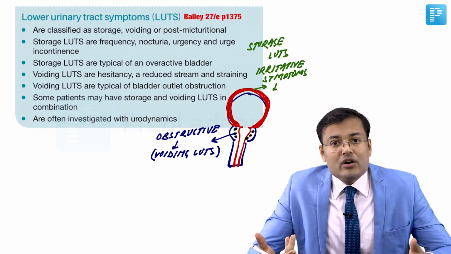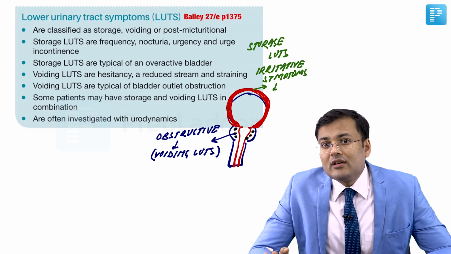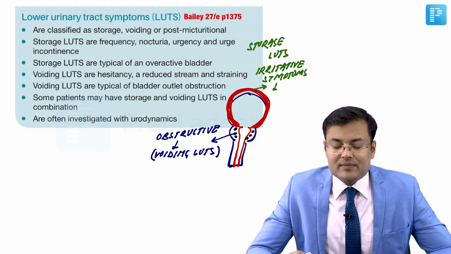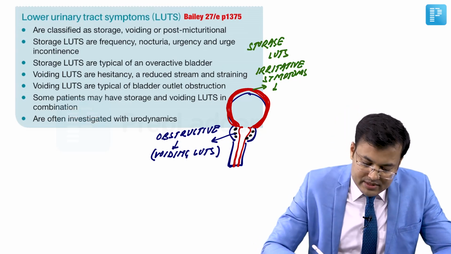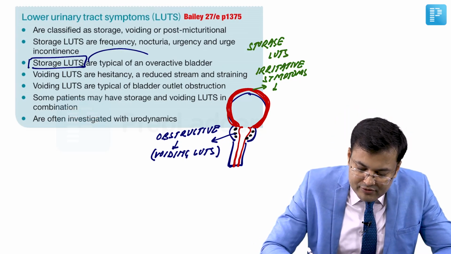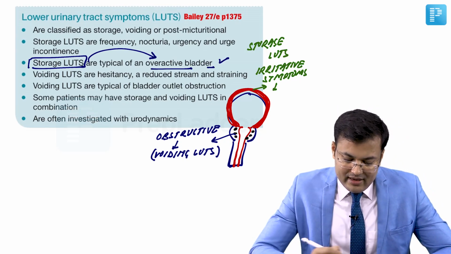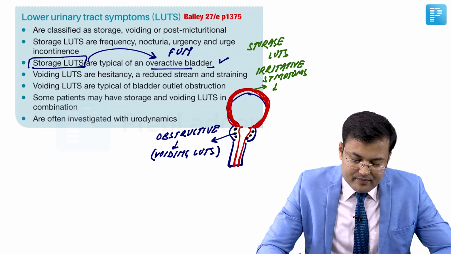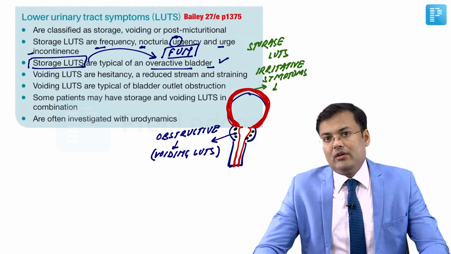What happens in urge incontinence? There is urgency of passage of urine and then there is involuntary loss. So urgency followed by incontinence is known as urge incontinence. So storage LUTS, also known as irritative symptoms, are suggestive of detrusor muscle hypertrophy and hyperplasia, meaning overactive bladder. And what are the symptoms included in storage LUTS? The mnemonic is FUN. Frequency, urgency, nocturia, and these patients have urge incontinence.